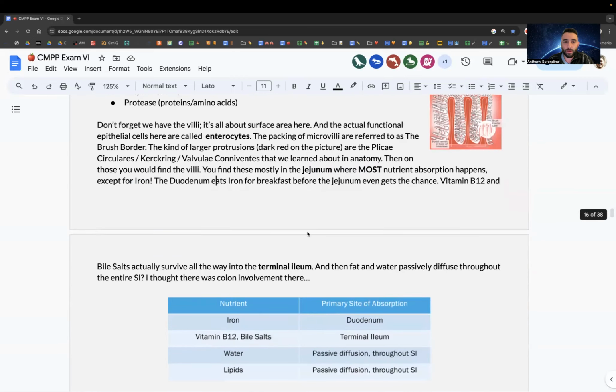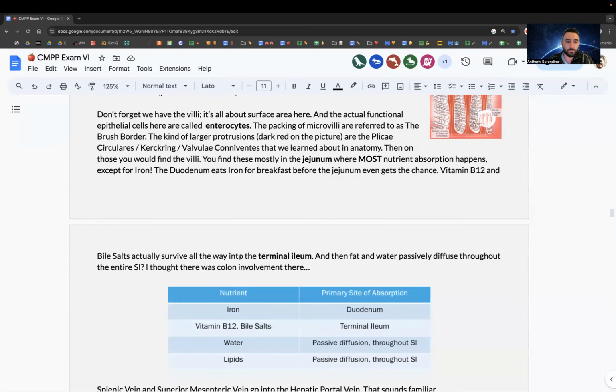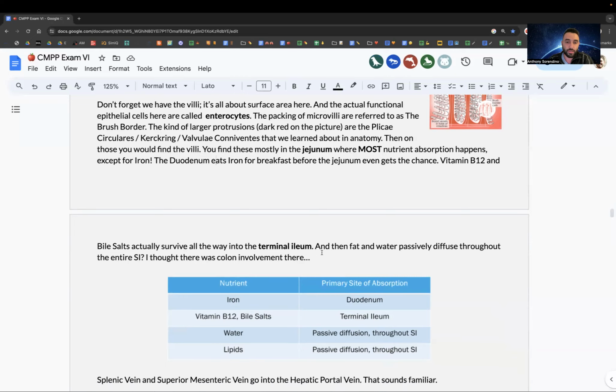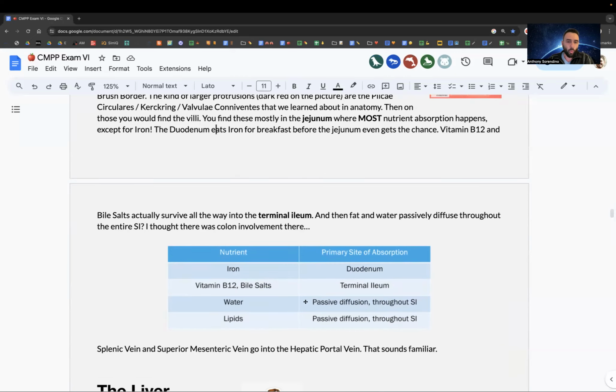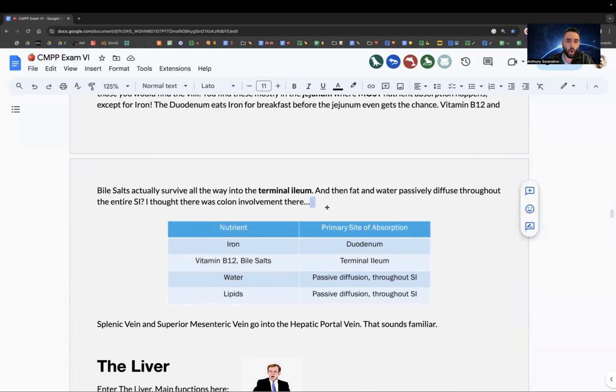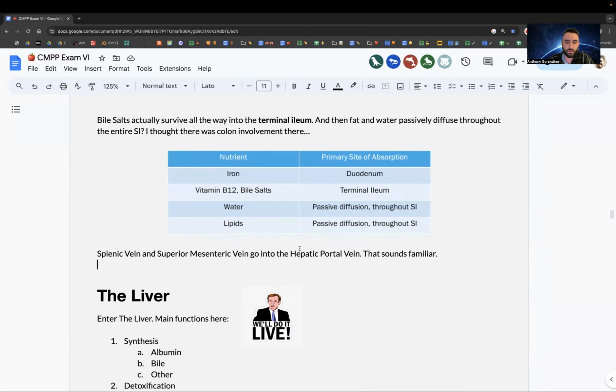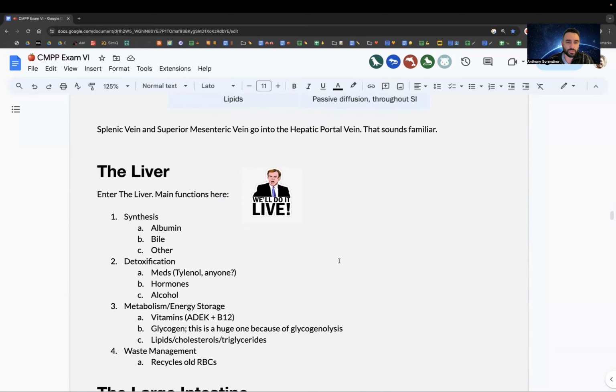And then the other big thing we should know is that vitamin B12 and bile salts actually survive all the way into the terminal ileum. So the third and last part of the small intestine is where vitamin B12 and bile salts will be absorbed. All right. Water and lipids are passively diffused through the small intestine, but I believe water mostly is reabsorbed in the large intestine. Some blood vessel stuff there.